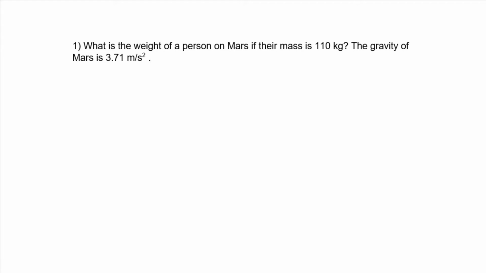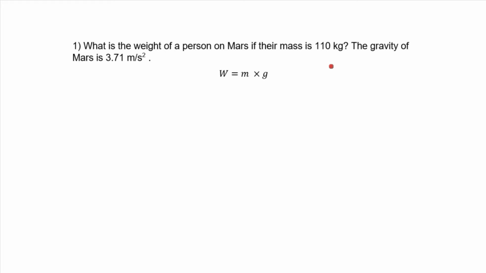Here is our first problem, calculating weight. The question reads, what is the weight of a person on Mars if their mass is 110 kilograms? And it gives us the gravity of Mars as 3.71 meters per second squared. Let's first write down our equation for calculating weight. So weight is simply your mass times the gravity of whatever planetary body you are on. In this problem, we are on Mars.